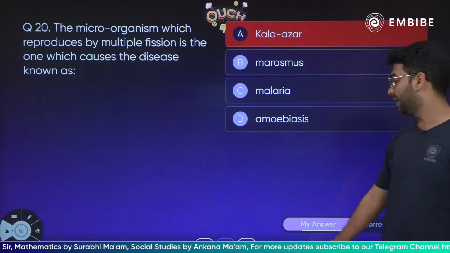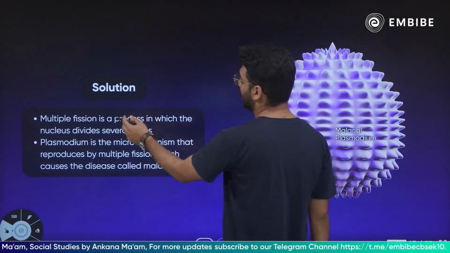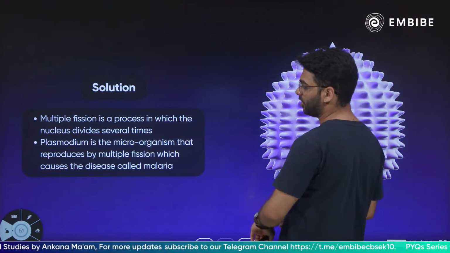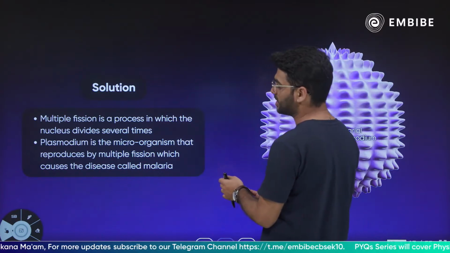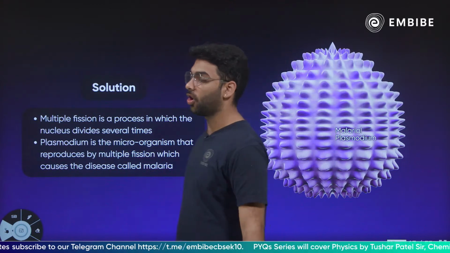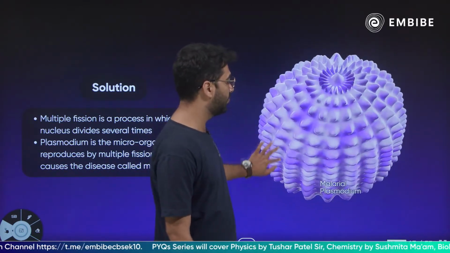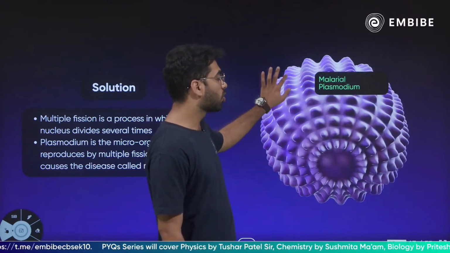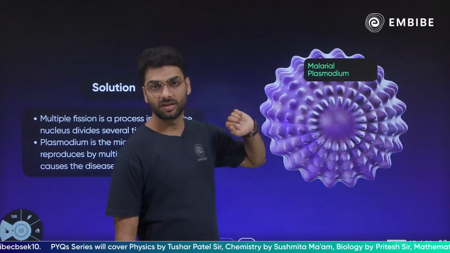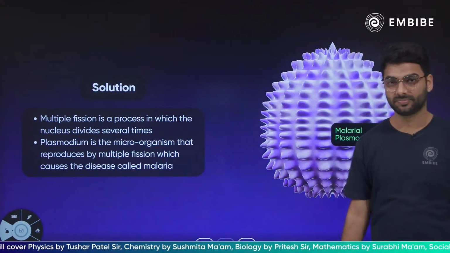The answer will be malaria. Why the answer will be malaria? It is because multiple fission is a process in which the nucleus divides several times. Plasmodium is the microorganism that reproduces by multiple fission, which causes the disease called malaria. This is the malarial plasmodium called Plasmodium vivax. And that is why it is malaria. It won't be kala azar.